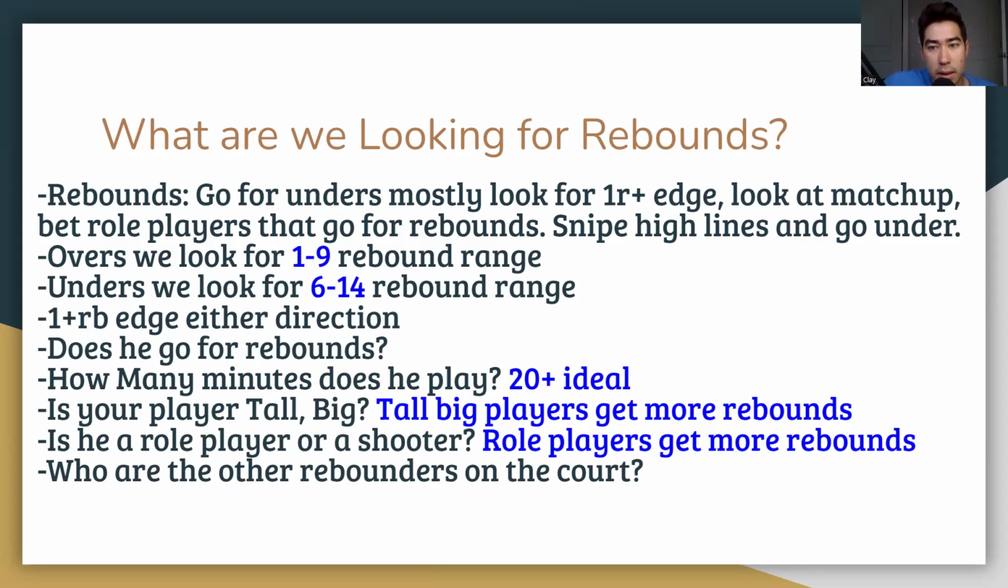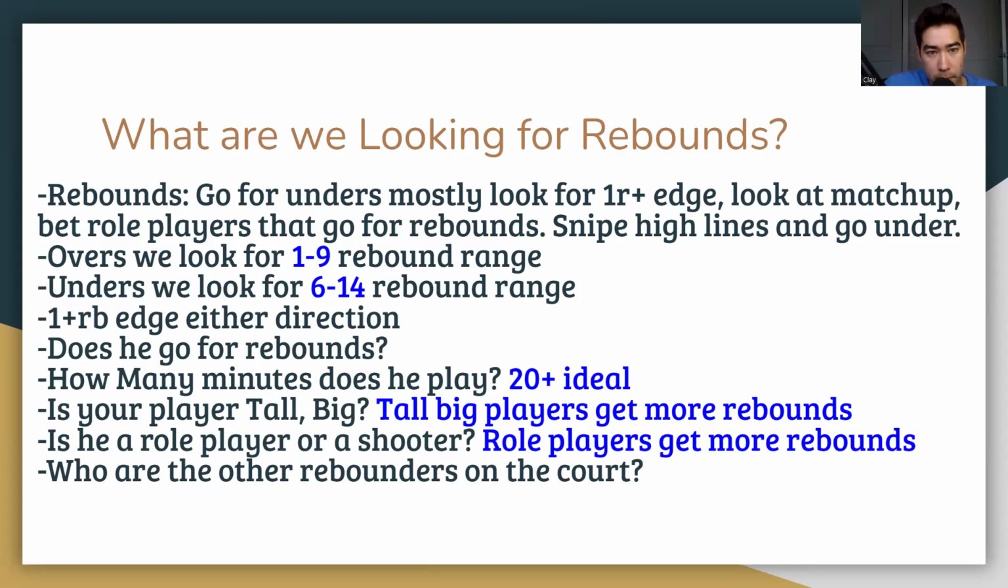But yeah, we're gonna be going under on the high lines when we have a 1+ rebound edge. So say the line's 12 and a half, but they're projected 11 rebounds, then we're gonna go under on them. If they're projected 12, then we're just not gonna touch them. So that's kind of how we're thinking.